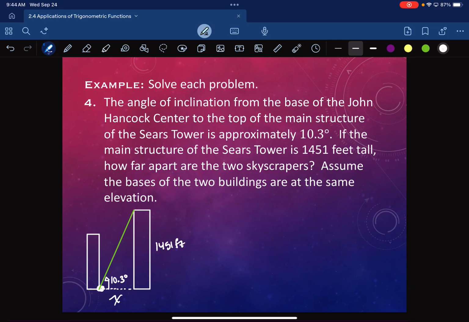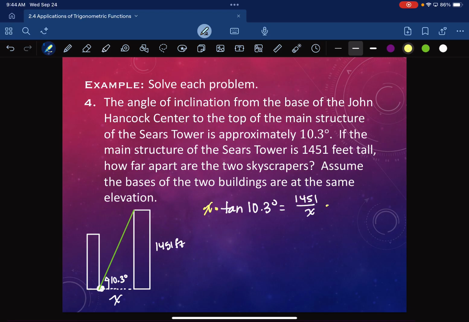So what trig ratio is going to relate the side down here I'm looking for, x, the angle measure I'm given, 10.3, and the side that I'm given, 1451? Cosine, not quite. It's tangent again. So cosine would relate if I knew the length of this green, because it's the hypotenuse, right? It would have a hypotenuse in it. This 1451 is still just another side of my triangle. So this one's still tangent. Tangent of 10.3 degrees is equal to what in this diagram? It's going to have an x, but there you go. 1451 over x.